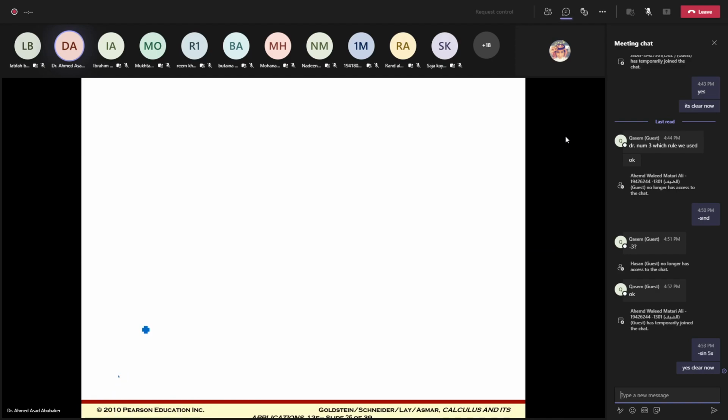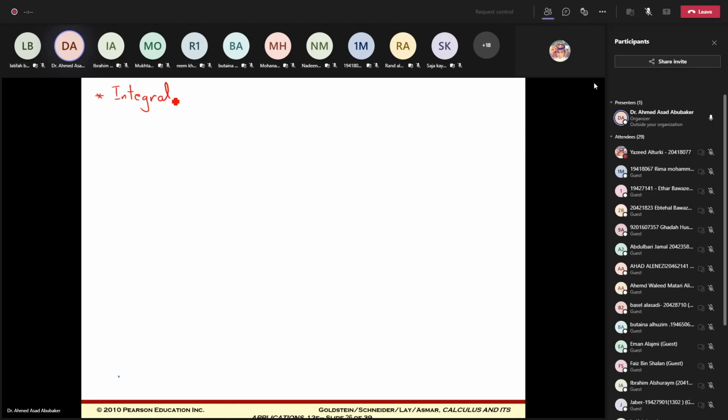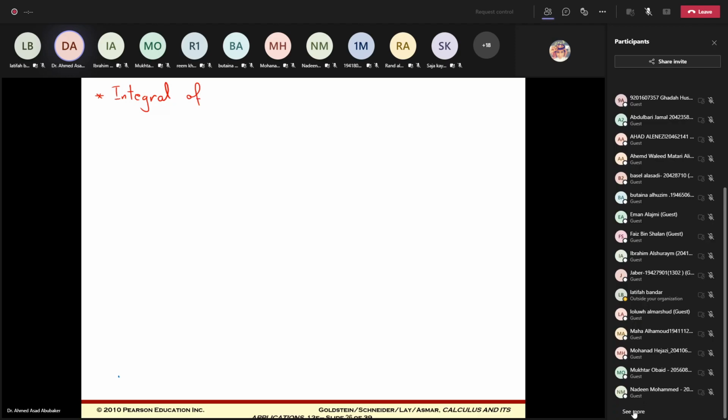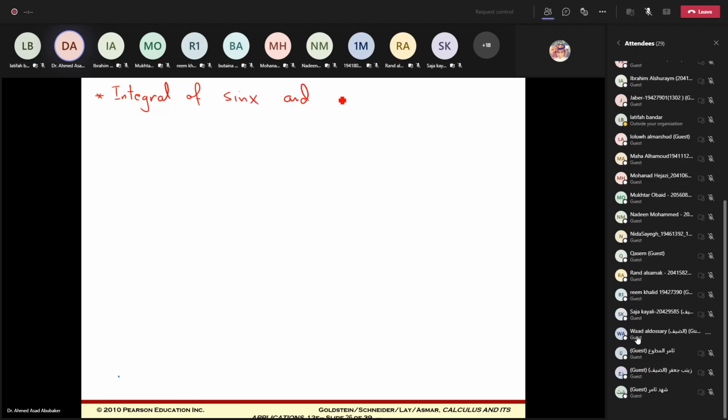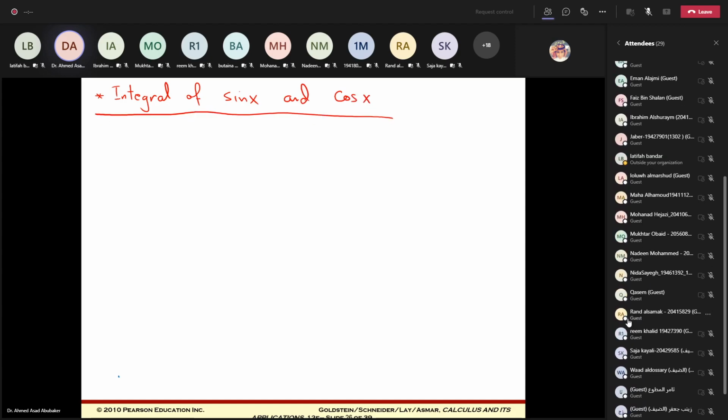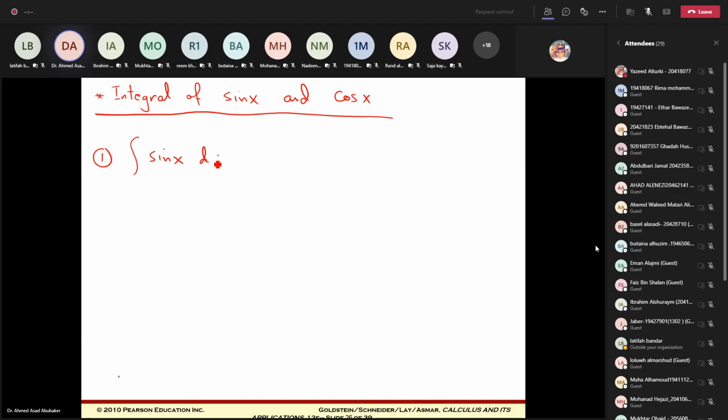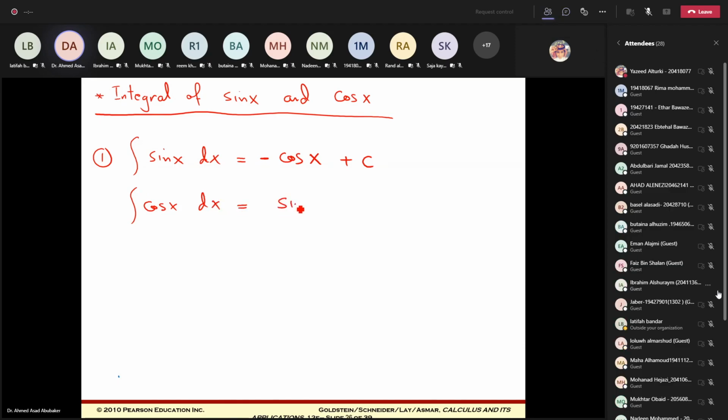Okay, integration of a trigonometric function, the integral of sine x and cosine x. Number 1, the integral of sine x dx equals negative cosine x plus c, and the integral of cosine x dx equals sine x plus c, because the derivative of sine is cosine, and the derivative of negative cosine equals sine.